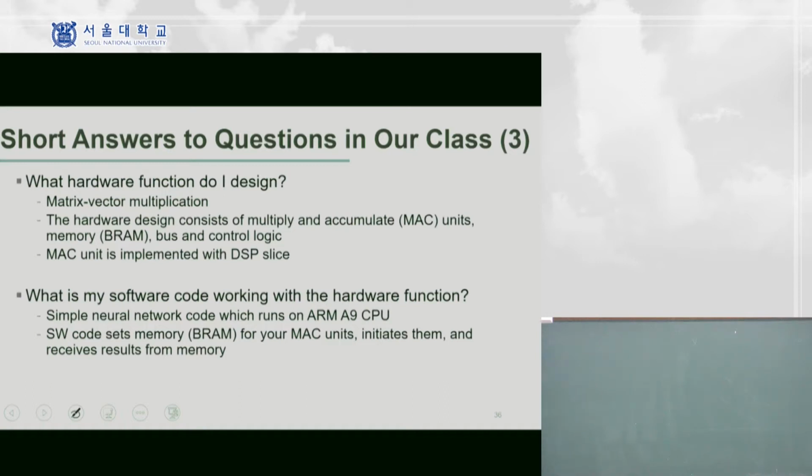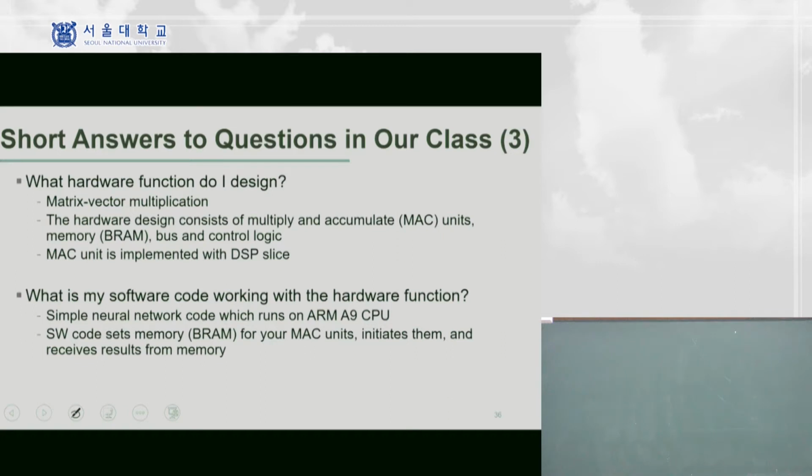So the hardware design consists of MAC, multiply and accumulate, units, memory, bus, and control logic. And the MAC unit is implemented with a DSP slice. If you remember, there was a specific logic block, the DSP slice. It contains some adders and multipliers. So if you make use of it, you can very easily implement this MAC unit instead of using lookup tables. Lookup tables can be very inefficient, but if you use DSP logic, then this MAC can be very easily implementable.